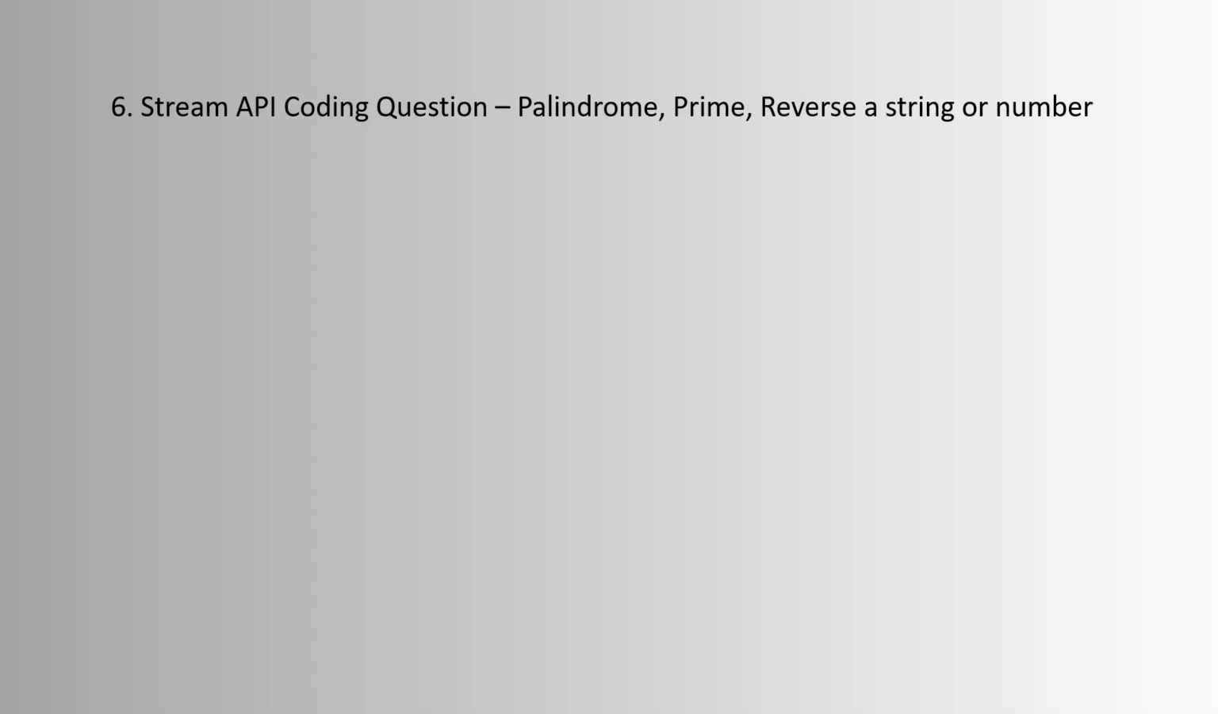The next question is a Stream API coding question. Nowadays, a lot of interviewers are asking you to write code, right? They provide you a coding question and want you to write the answer to that question. So it can be a palindrome number program, a Fibonacci series using Stream API, a prime number series, or reversing a string or even a number. So make sure that you go through these kinds of programs. These are easy programs which can be asked in the interview.